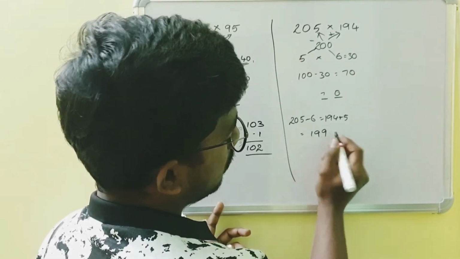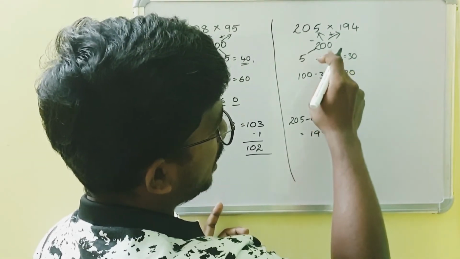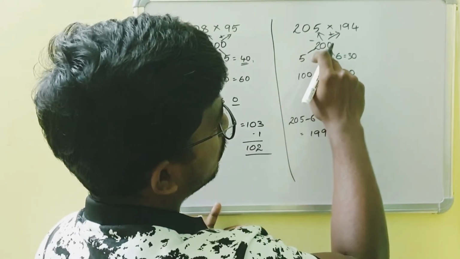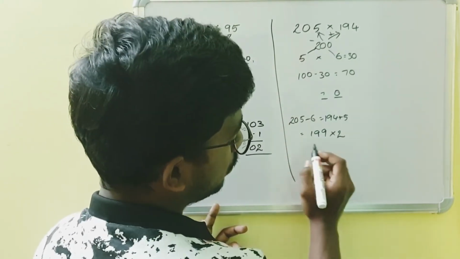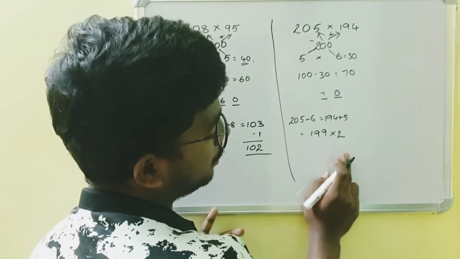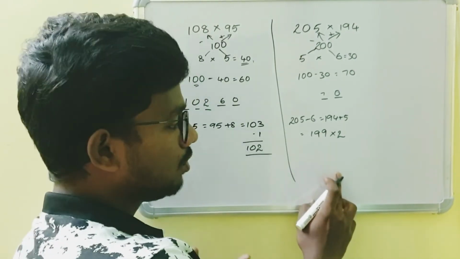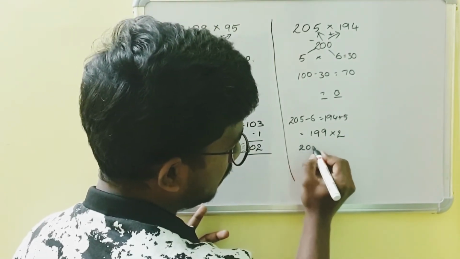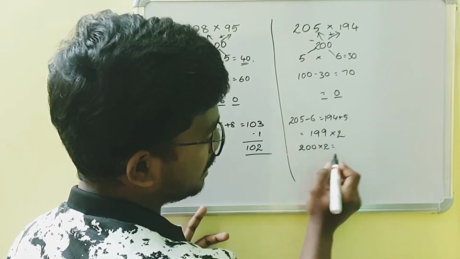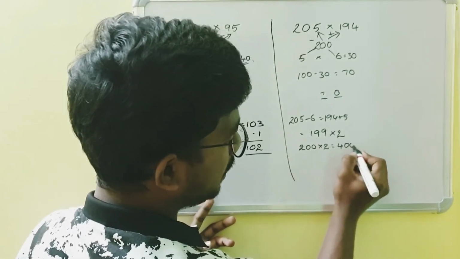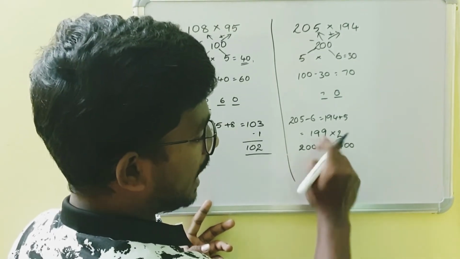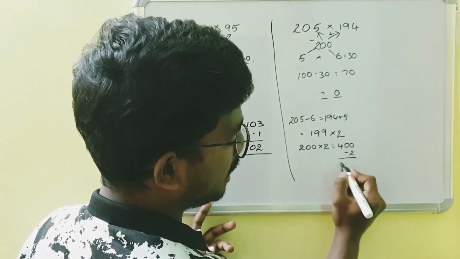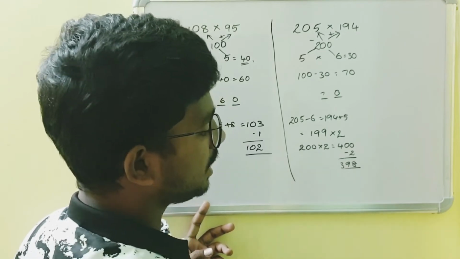After obtaining this, we have to multiply with 2, as this is a multiple of 100 into 2. So, 199 into 2 is nothing but 200 into 2 minus 2. See, I will take this as 200 and multiply with 2, which is nothing but 400. So, what I added is 1 into 2. So, I am taking 1 into 2 from 400, which is nothing but 398.